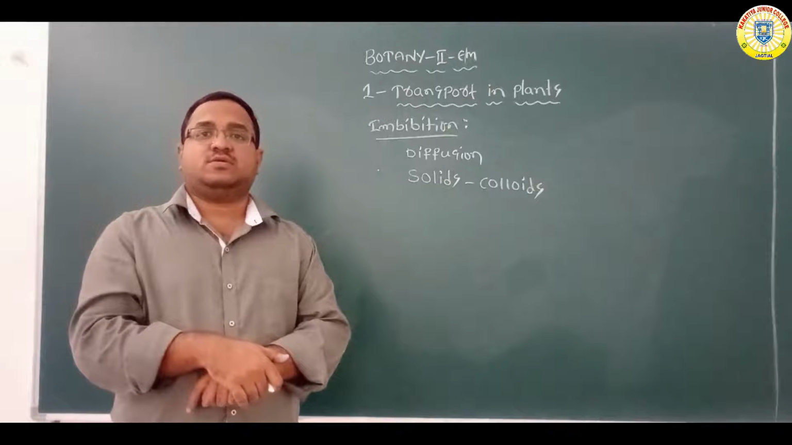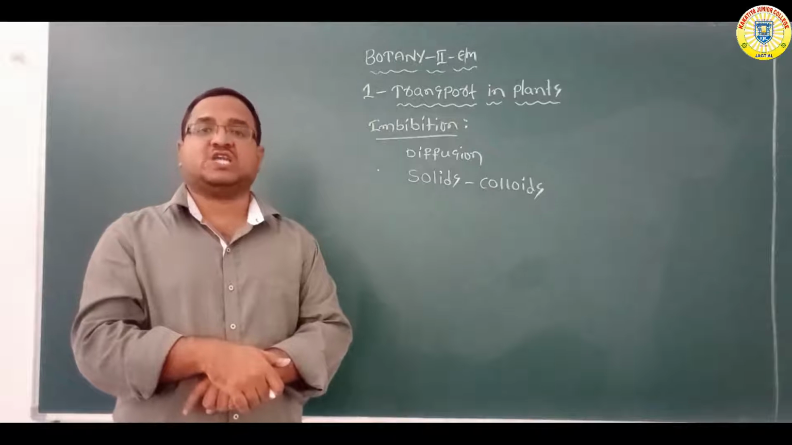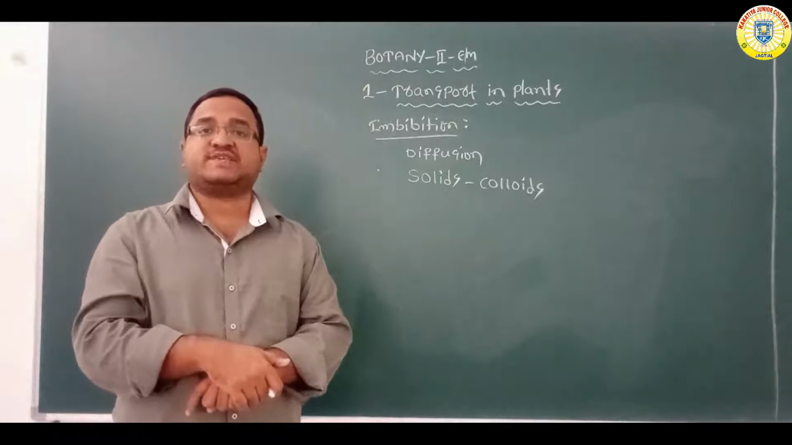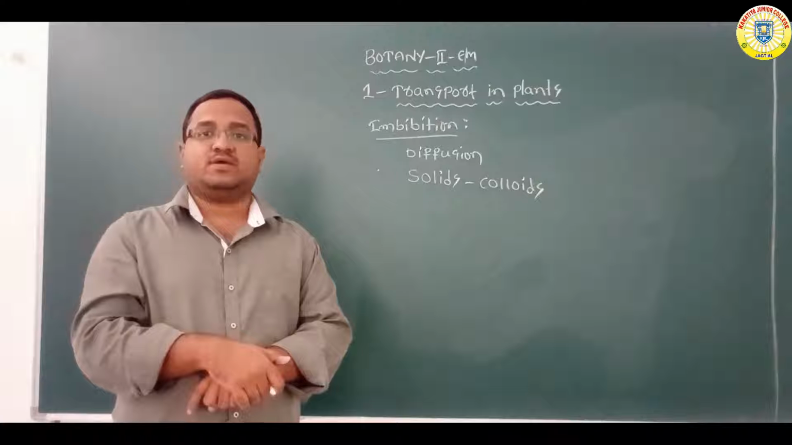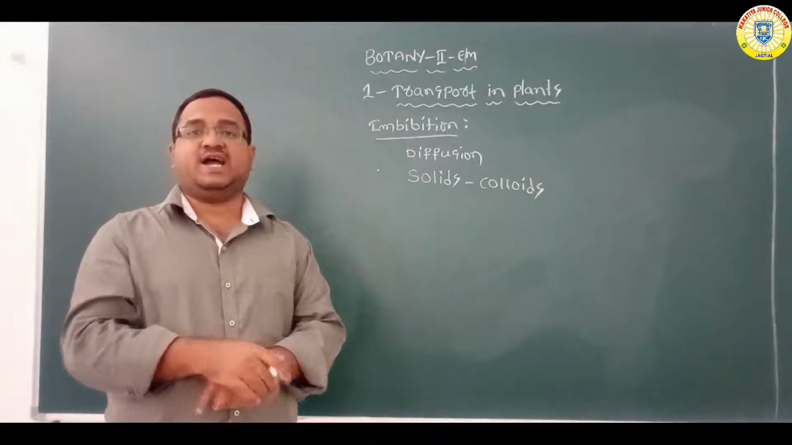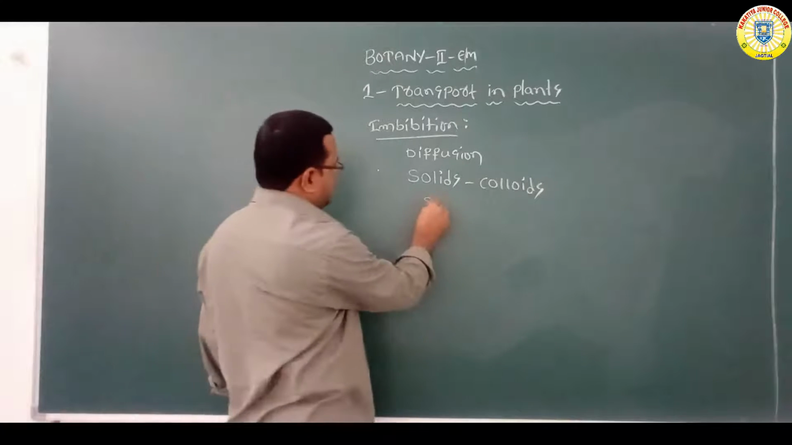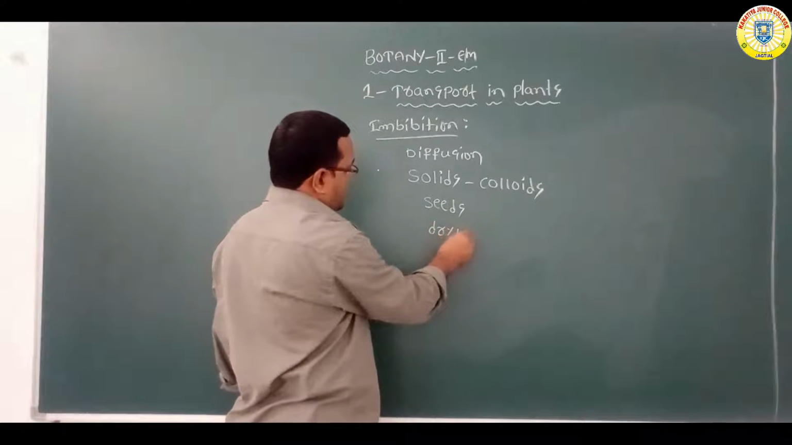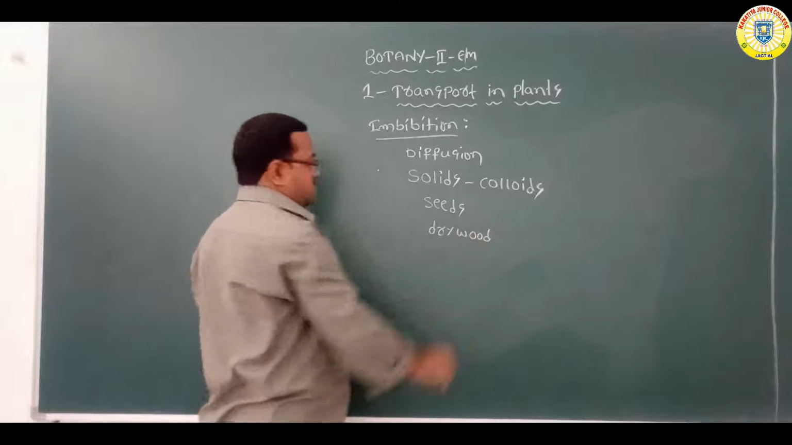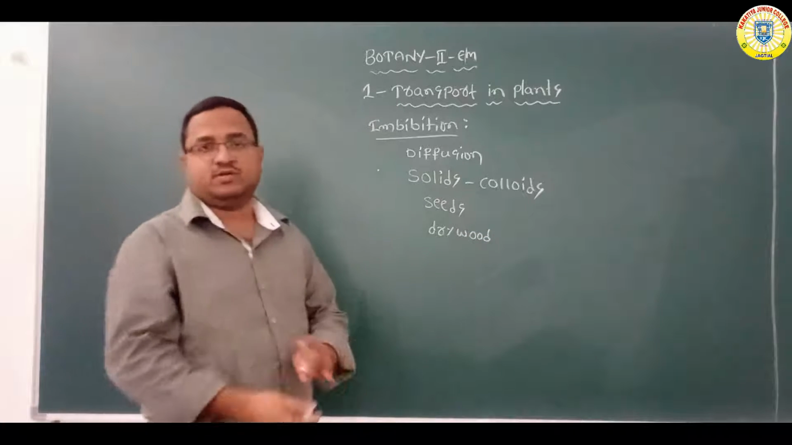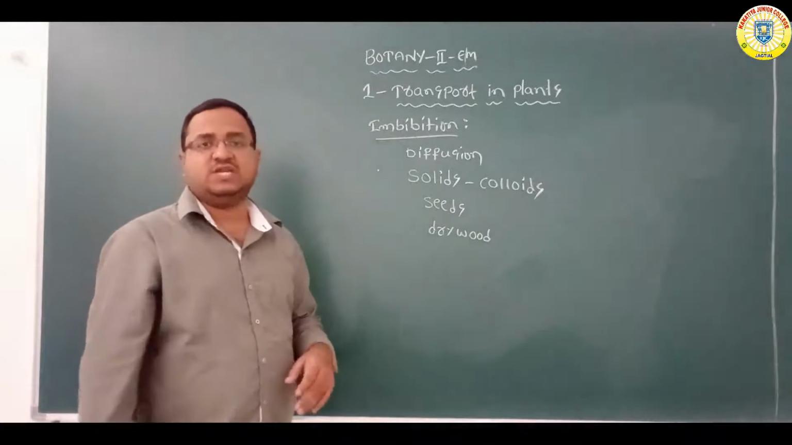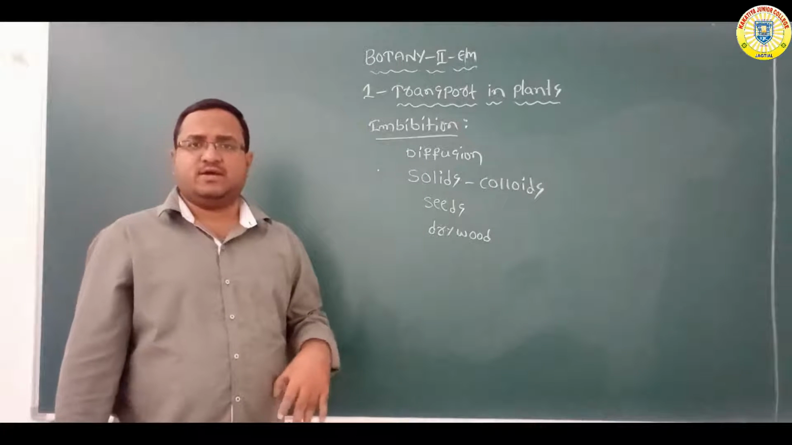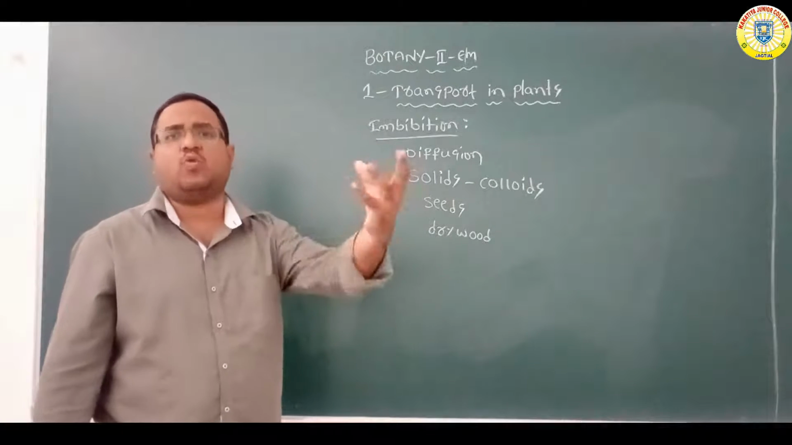The best examples for imbibition are seeds and dry wood. Seeds and dry wood absorb water, and by absorbing the water, they increase their volume.